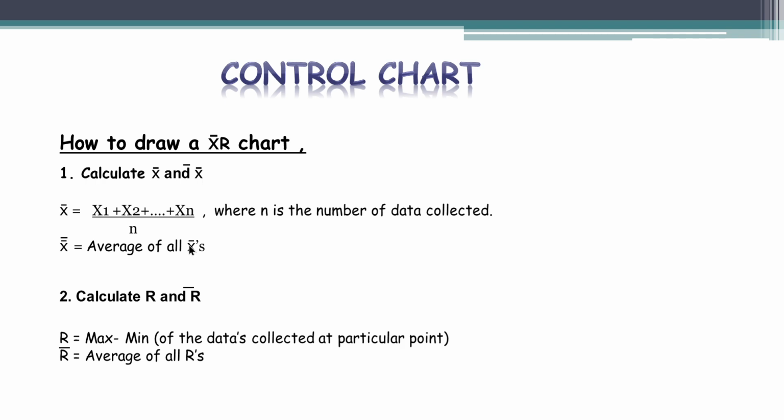Now we have n number of data. So X bar is X1 plus X2 and so on to Xn divided by n. So you got a X bar. X double bar is average of all X bars. Next calculate R and R bar. R, as you know, we have calculated in histogram the same. Range is equal to maximum of your data collection minus minimum of your data collection at a particular point. R bar is average of all R's.